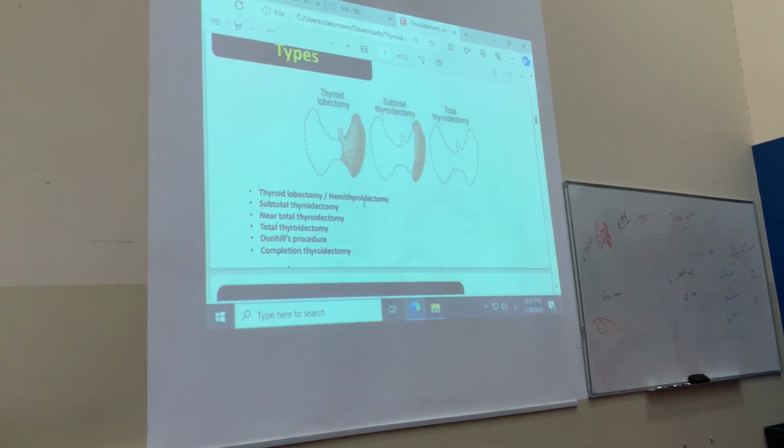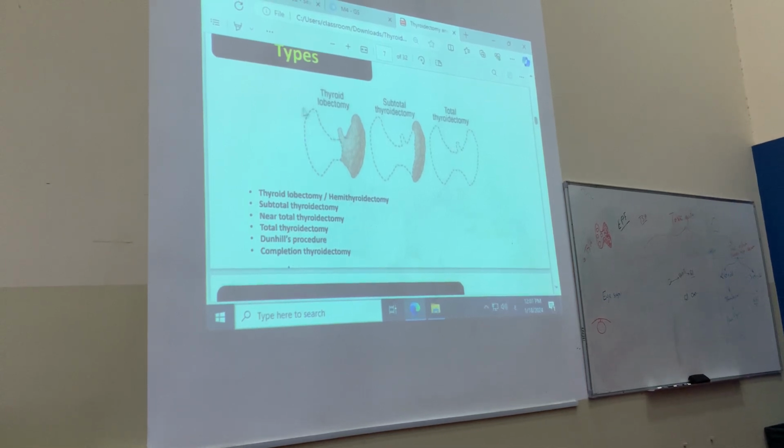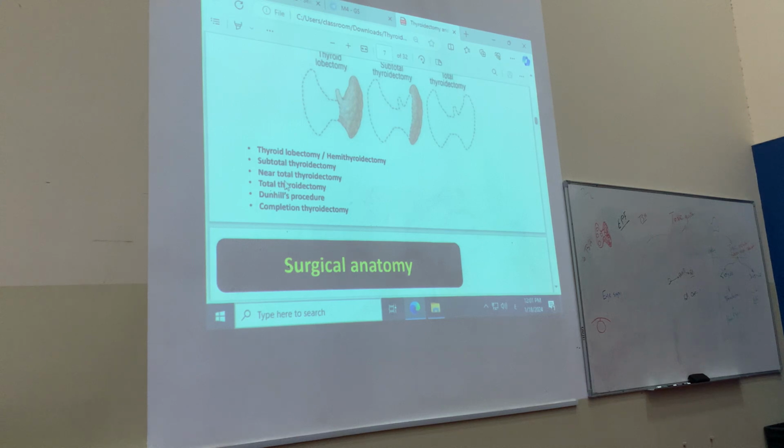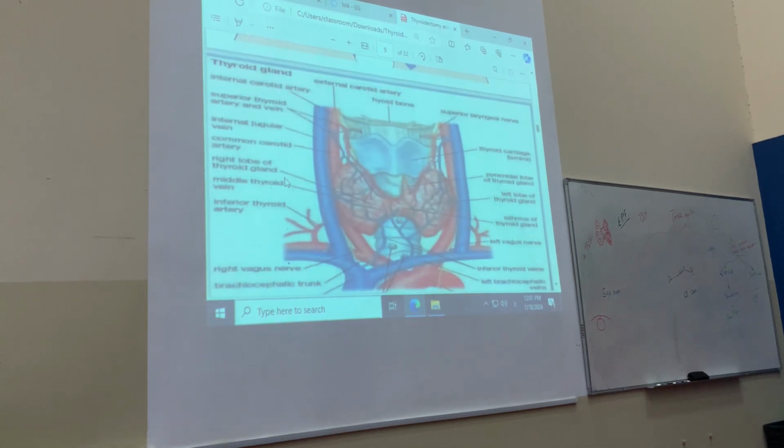Thyroid lobectomy has become replaced by hemithyroidectomy, at which we are removing the thyroid lobe together with the isthmus. Then there is the Dunhill, which is total on one side, subtotal on the other side, and completion thyroidectomy, which is removing the remaining lobe of the thyroid. Of course, surgical anatomy, there is no need to revise.